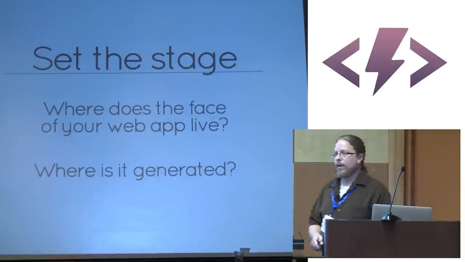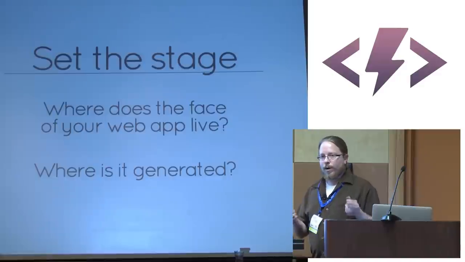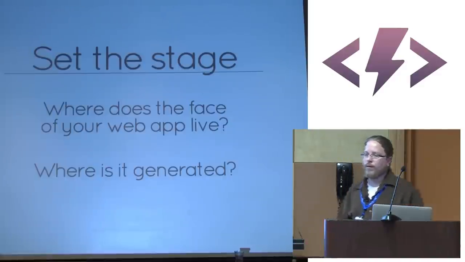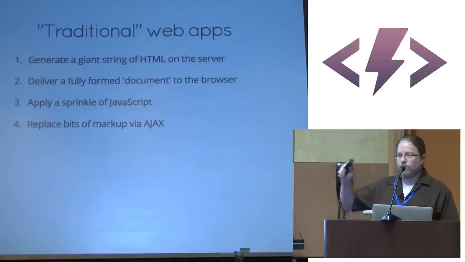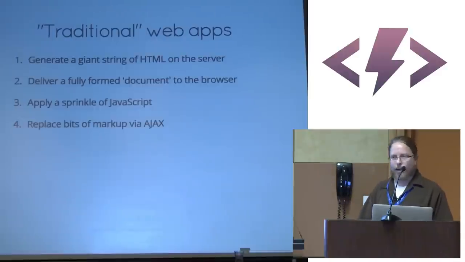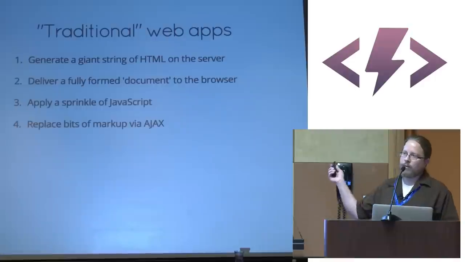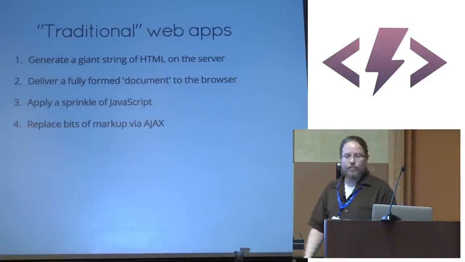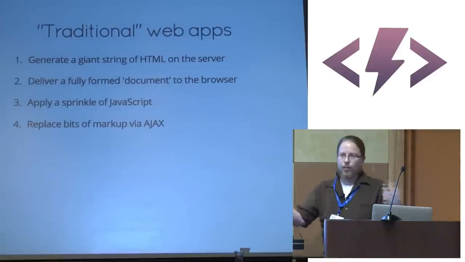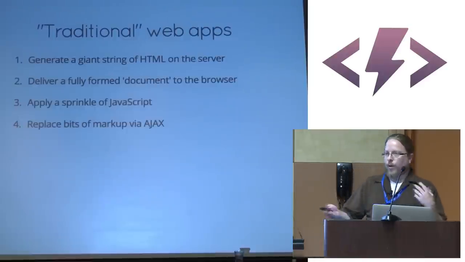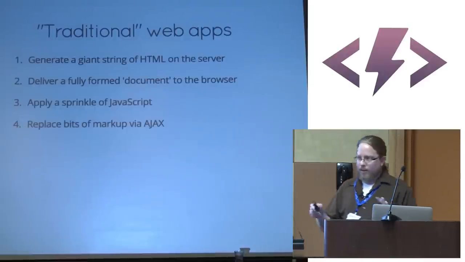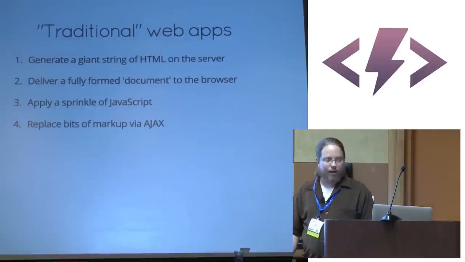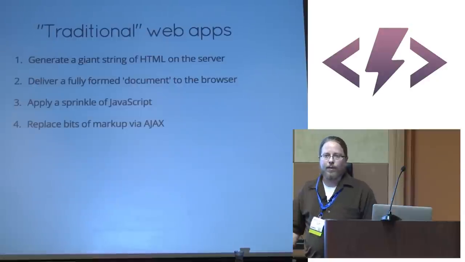And so one of the things that comes into play here is where does the face of your web app live? And by that, what I really mean is where is it generated? The old school way is on the server, we generate a giant string of HTML using whatever method we do, deliver that over the wire to the browser. The browser just renders that document as it came down. And then we apply just a sprinkling of JavaScript to do little fancy things here and there. And if we need extra data, we maybe pull something in via Ajax and then replace little bits of the DOM here and there.